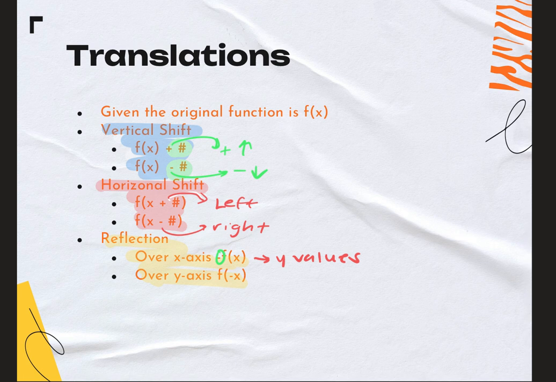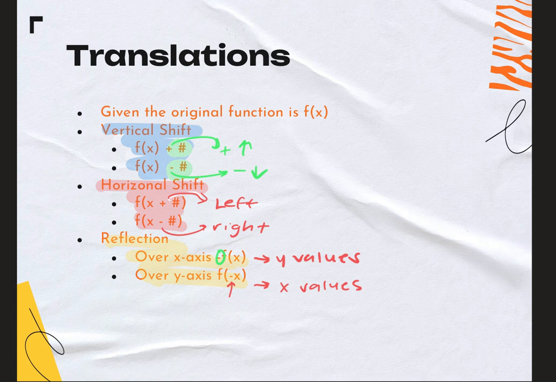If it's on the inside, remember anything that's on the inside affects your x coordinates. So anything that's on the inside, you would take and switch the signs on your x coordinates, or you would flip it over your y-axis. So this one goes to your x values. So you're flipping it over the y-axis, but the way you do that is by changing your x values.